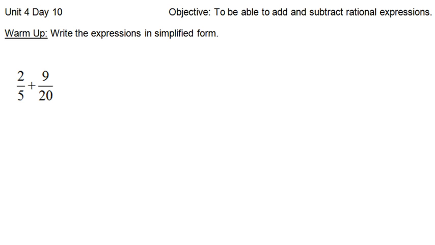We've been working with simplifying rational expressions through multiplication and division, and now we want to try the other operations, addition and subtraction. So let's try to tie it to some previous knowledge that we have. In the past, we've been working on adding fractions, like 2/5 plus 9/20. We have to remember that when we add fractions, we have to have a common denominator. So that means the bottoms of the fractions have to be the same.